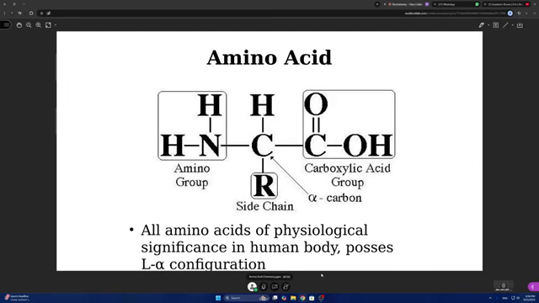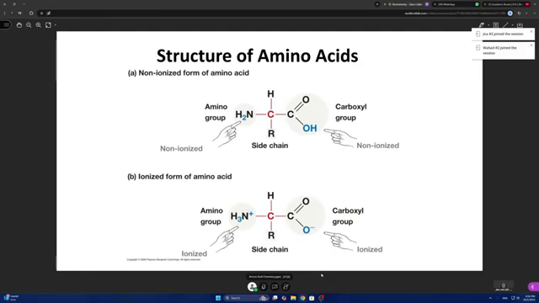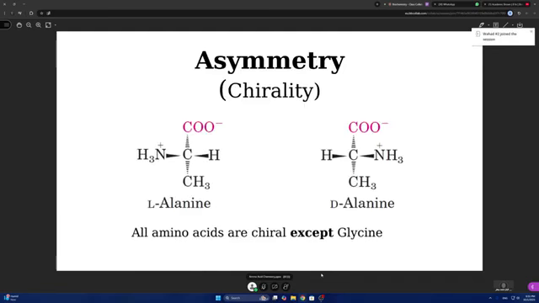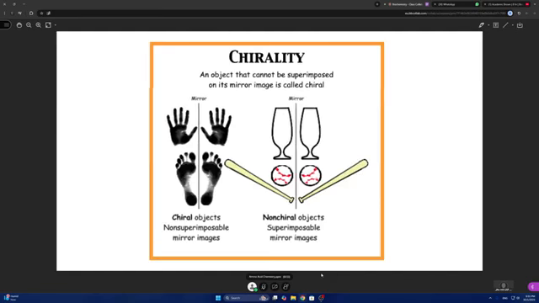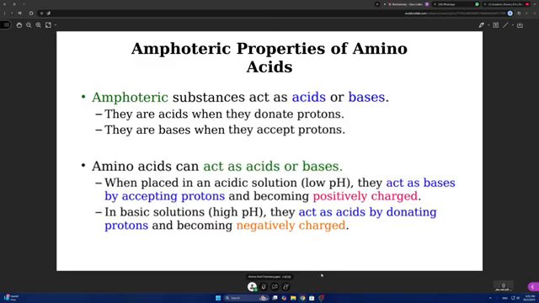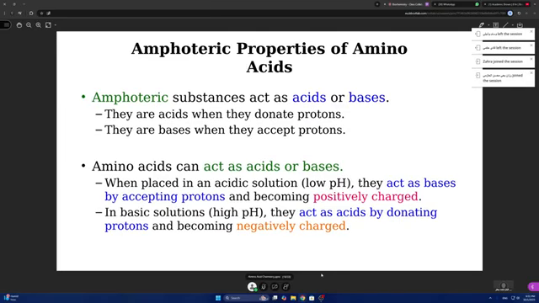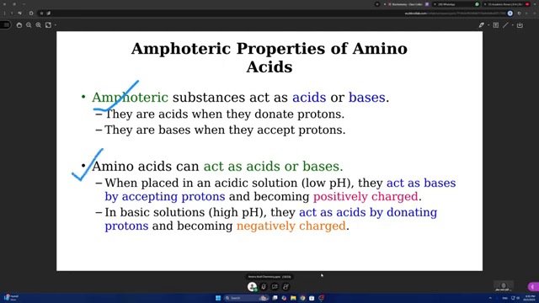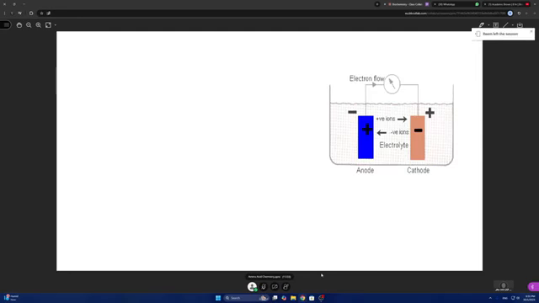Just remember that all the amino acids in our body have the L-alpha configuration. And all amino acids are chiral, that is asymmetric, except glycine. All amino acids are amphoteric, that is, they have acidic as well as basic properties, and they can be cation, anion, and zwitterion depending upon the pH.